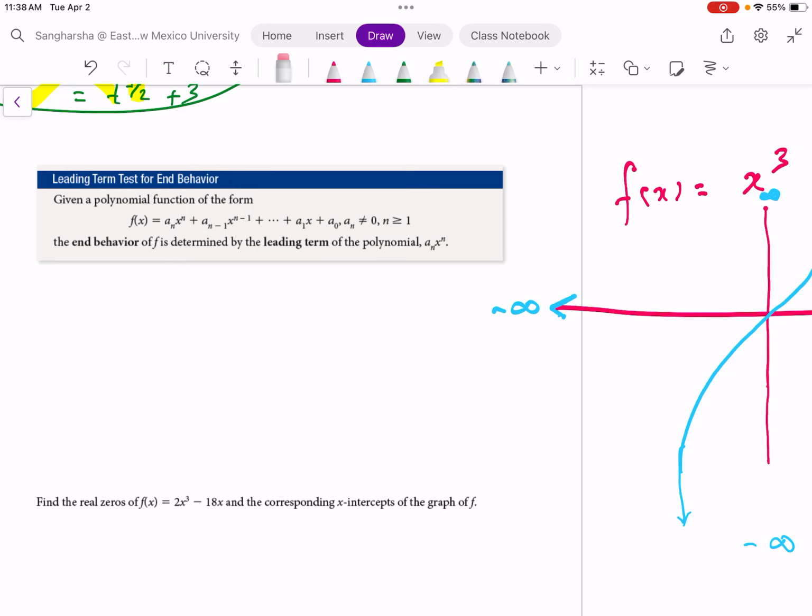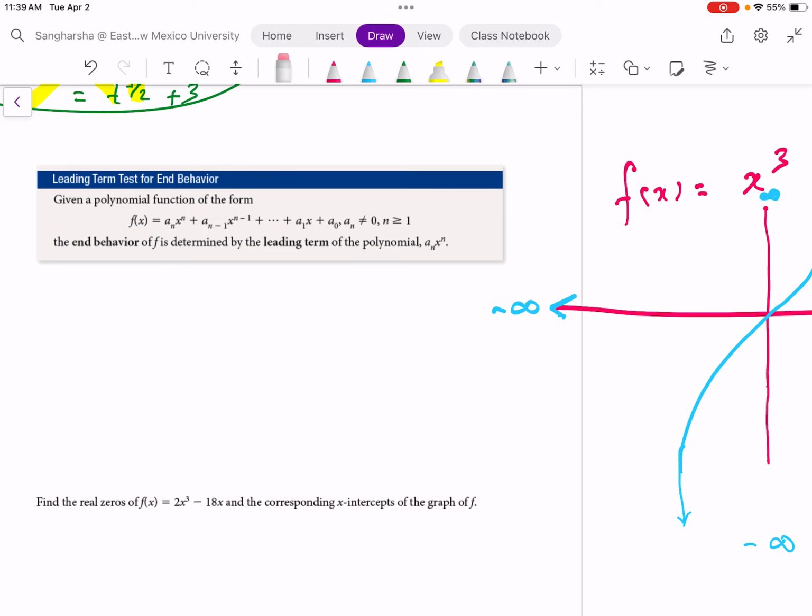It means when we choose our input to be very big or very small, what happens to the function, or what happens to the output? Is our output very big or small? That's what we're going to get from this leading term test. It helps us to know the shape of the graph at the end. We may not know what happens in the middle, but we will know what happens on the right end and the left end from this test.